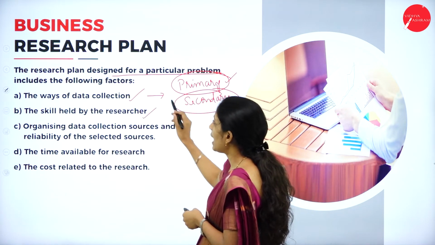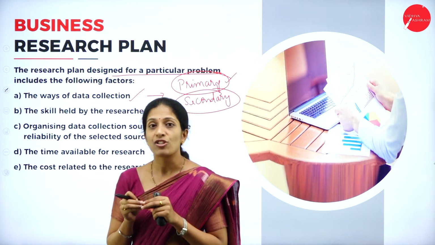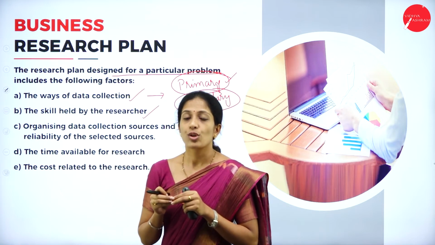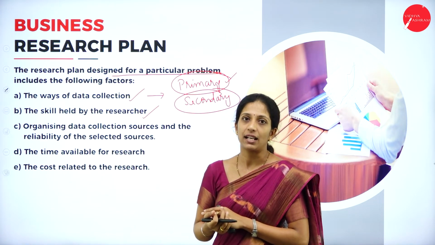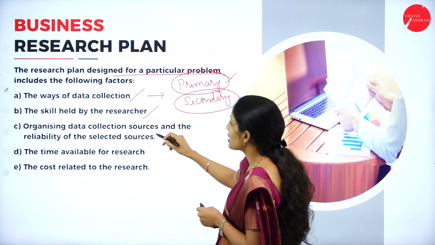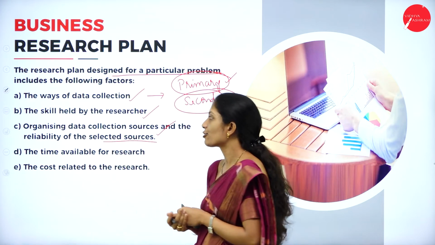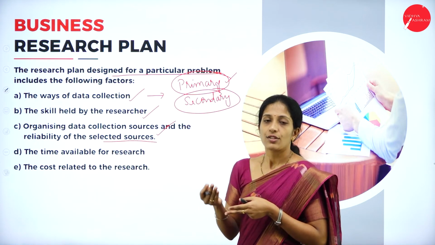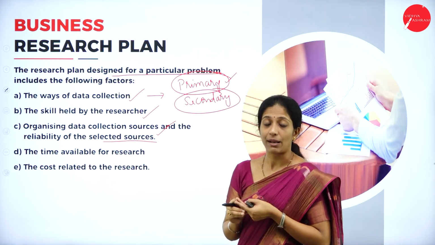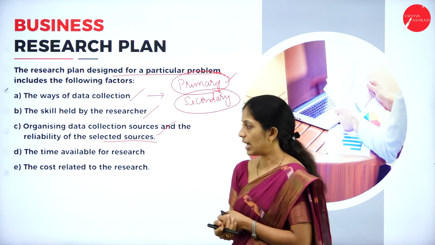Next one is the skill held by the researchers. Here the quality of the research work depends upon the skill of the researcher. So, through a proper research plan, we will come to know what is the skill held by the researcher. Next one is organizing data collection sources and reliability of the selected sources. If you select the primary source, how will be the reliability of the primary source of collection of data? That can be identified in advance.